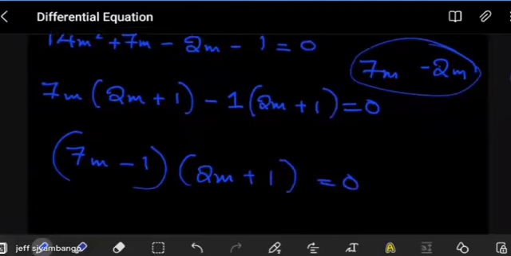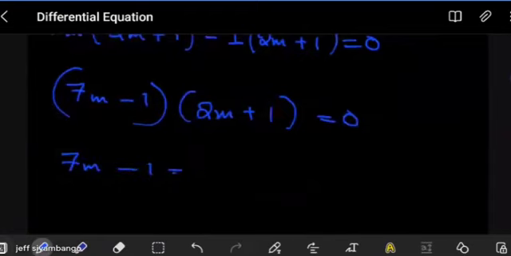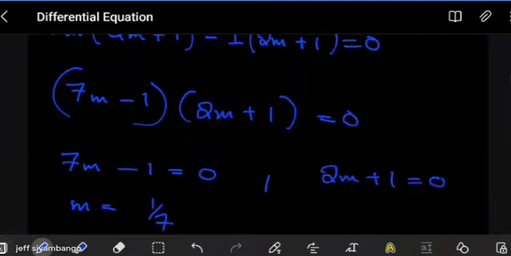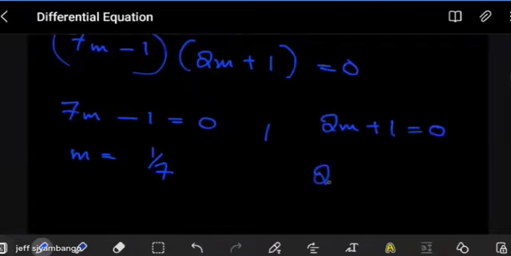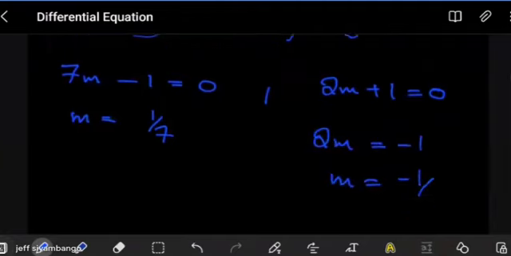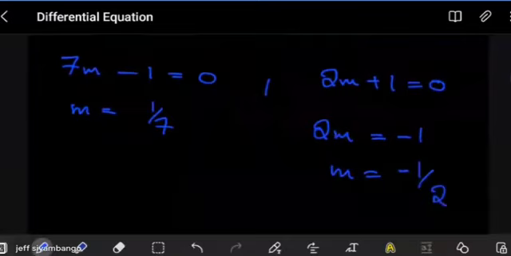So in the end, we have 7m minus 1 equals 0, so m equals 1 over 7. And then the other side, we have 2m plus 1 equals 0, and then we have 2m equals negative 1, or m equals negative 1 over 2. So the two values of m have come out.